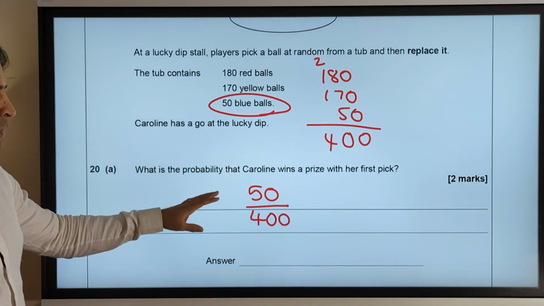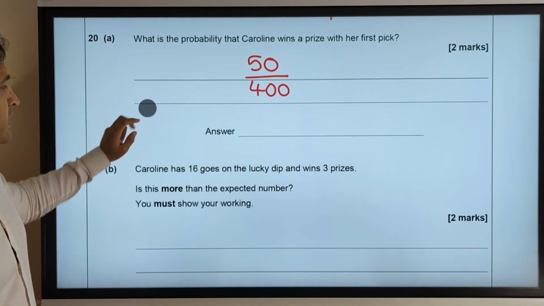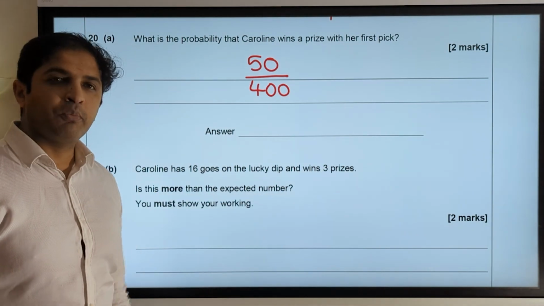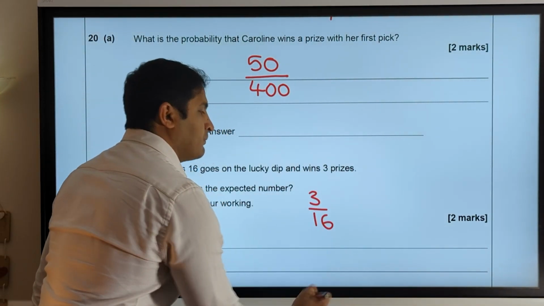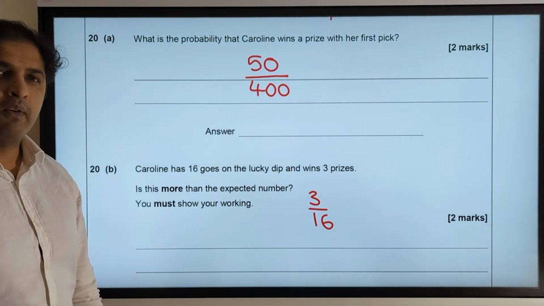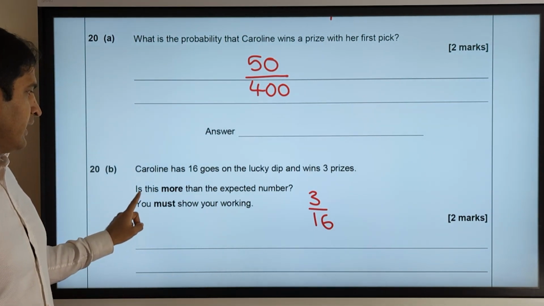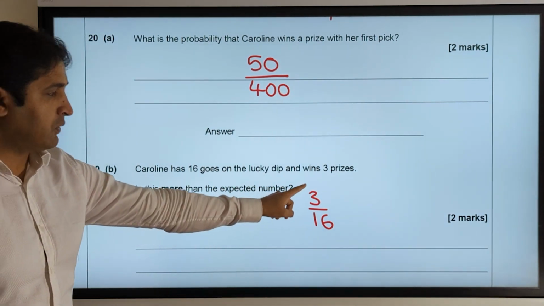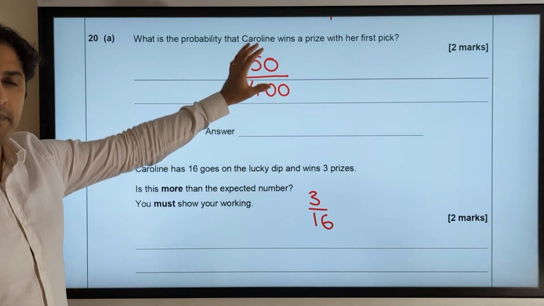Okay, it doesn't ask you to simplify. You can leave your answer as 50 out of 400. But the second part, Caroline has 16 goes and she wins 3 of those prizes. So Caroline wins 3 out of 16, where the probability that she would win is 50 out of 400. So let's try and simplify that. So is this more than the expected number? Yes or no? We need to show our working out. So we're saying we're getting 3 out of 16.